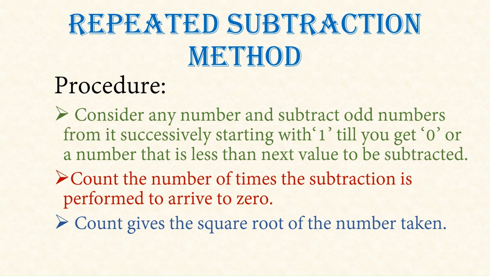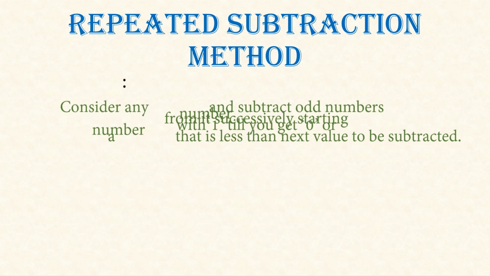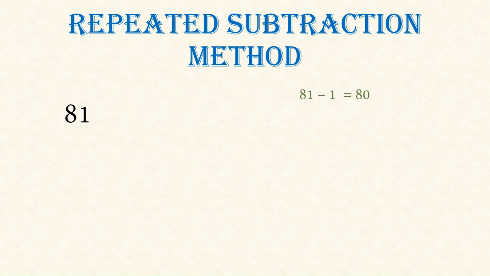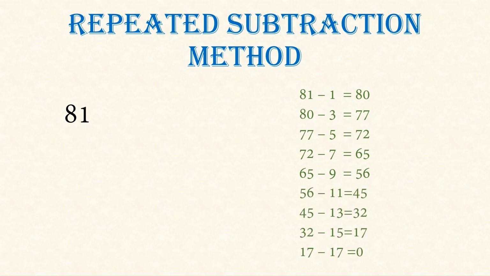Now let us understand this with help of an example. Consider 81. First step is to subtract odd numbers from it successively starting with 1. So first thing is 81 minus 1, that gives 80. Now take this 80, from this we have to subtract next odd number, that is 3. This gives 77. From this 77 we have to subtract the next odd number, that is 5. In this way we have to successively subtract the odd numbers. After doing it for some time, we will reach a point.